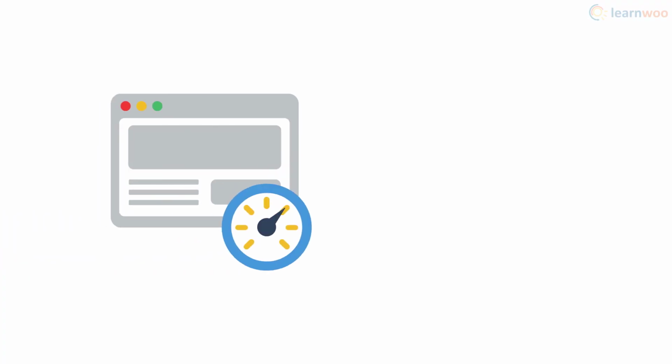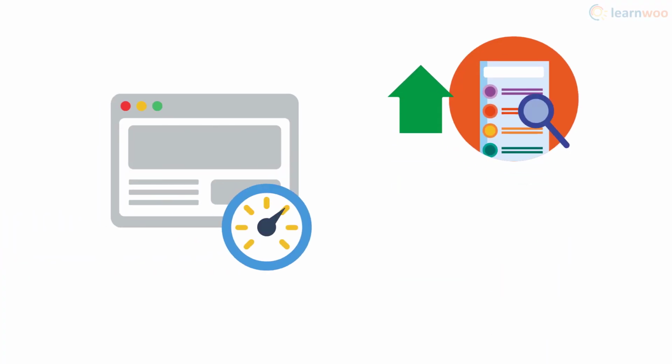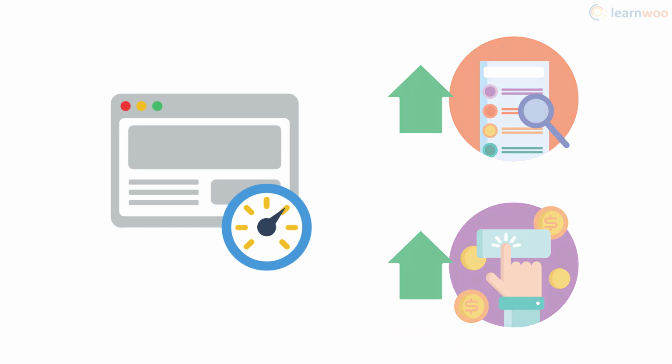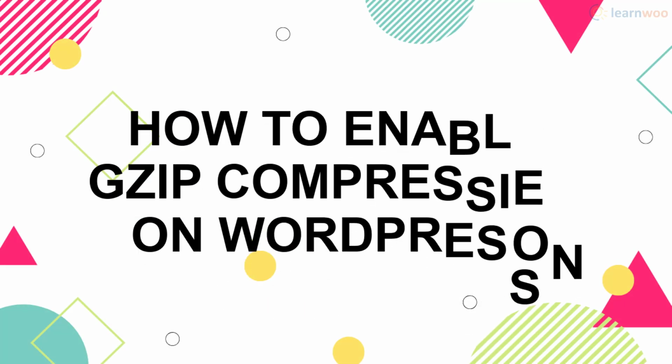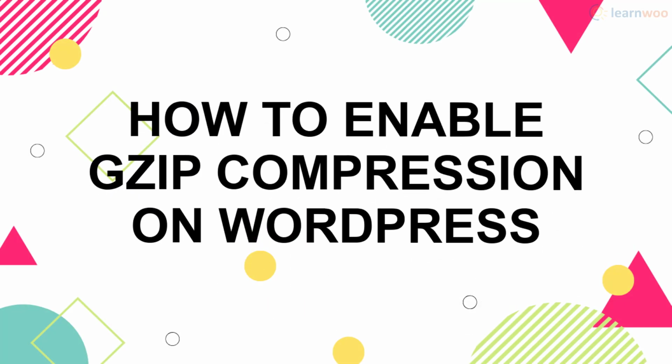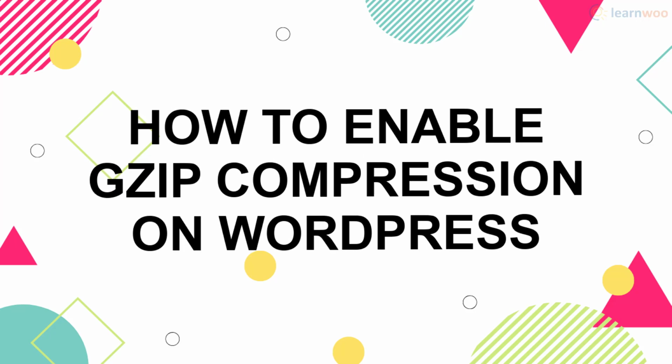A faster website directly translates into a better SEO ranking and more organic traffic. And GZIP compression is one of the easiest but most effective ways to speed up your site. In this video, you'll learn 3 ways to ensure that GZIP compression is enabled on your website.